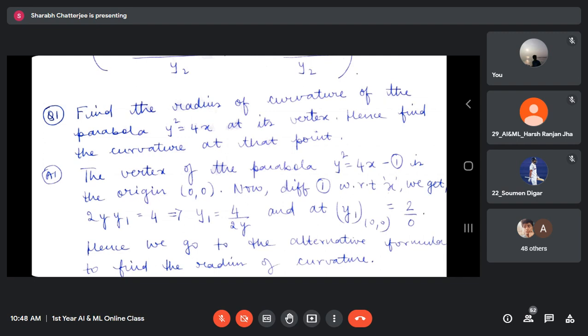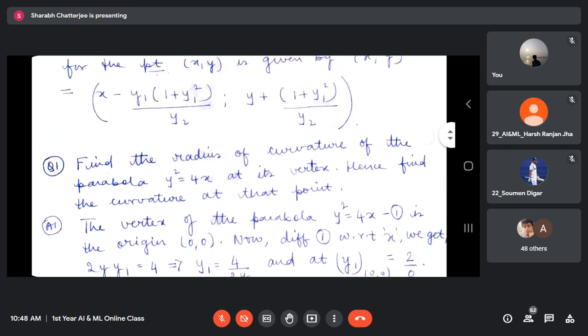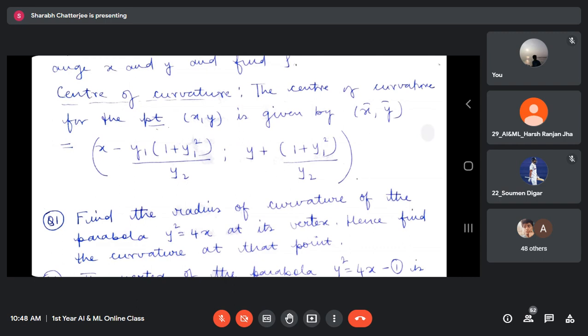You tell me what is the vertex of this parabola. y² = 4x. What kind of parabola is this? Rightward. Opens rightwards. And what is the vertex? That is my question. What is the vertex? Which point is called the vertex of a parabola?